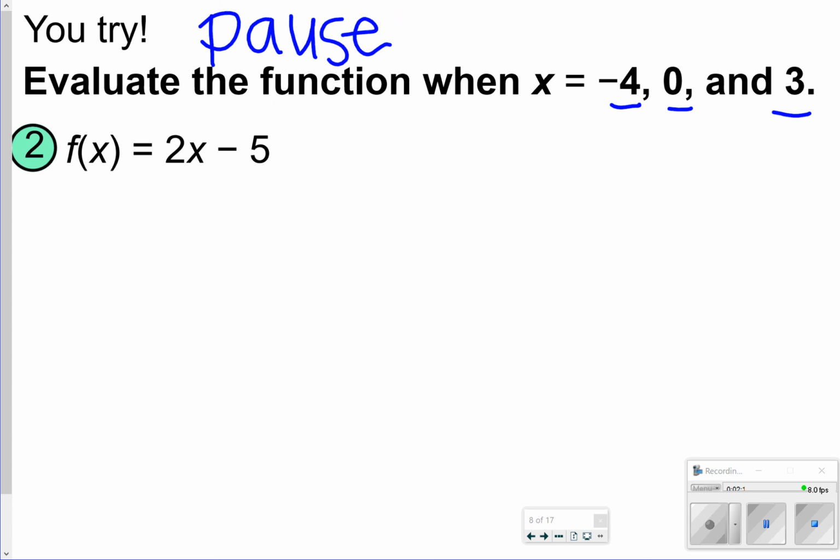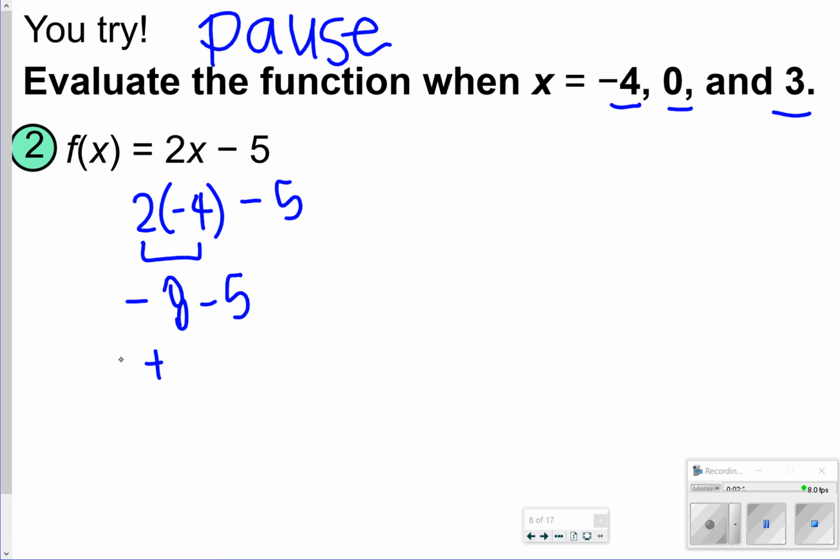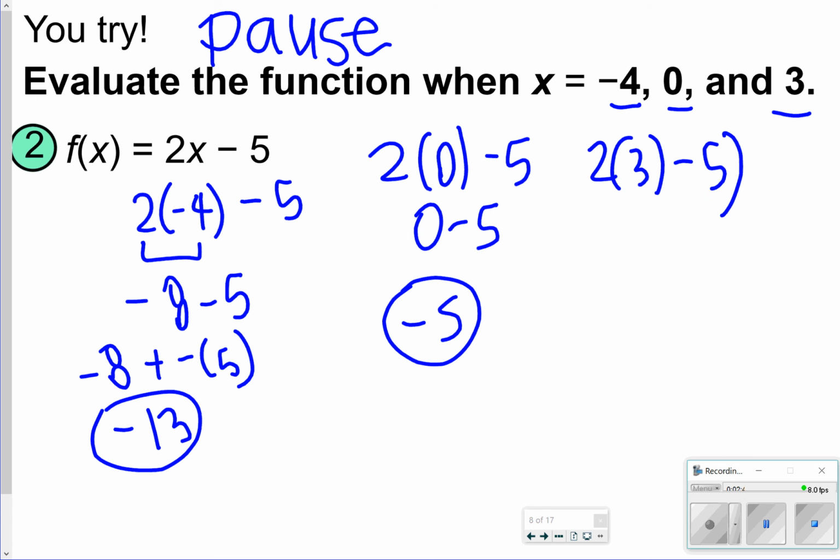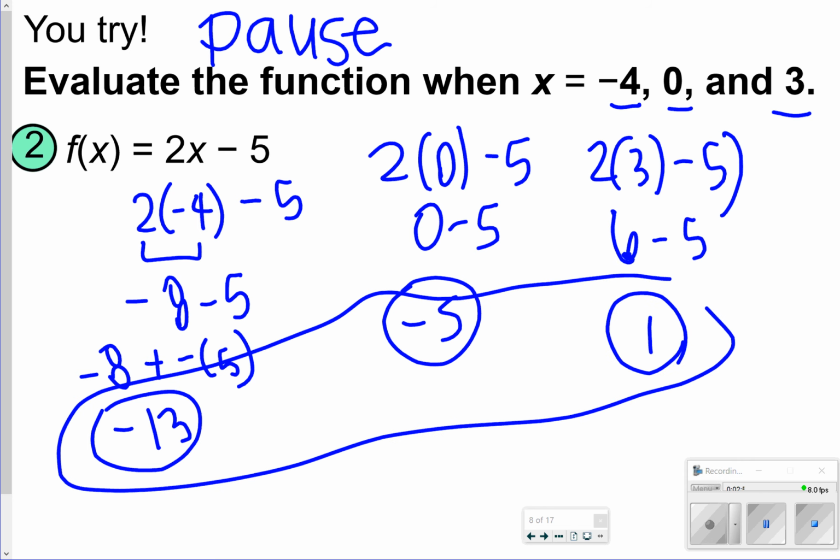Alright, if we replace x with negative 4, we're going to have negative 2 times negative 4, which is negative 8, and negative 8 minus 5 would be negative 8 plus negative 5, which is equal to negative 13, so that's one answer. The next one, when we replace with a 0, we get 2 times 0, which is 0, and 0 minus 5 is negative 5, so negative 5 is another answer. And then when we replace with 3, 2 times 3 is 6, and 6 minus 5 is 1. So here are my 3 answers whenever I replace negative 4, 0, and then 3.